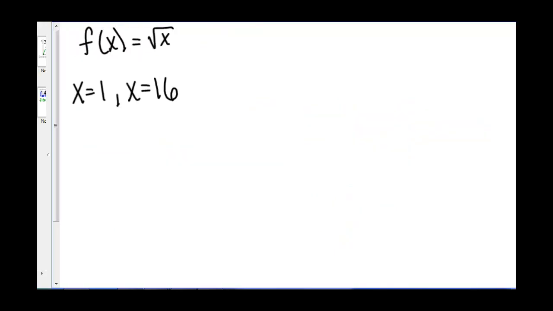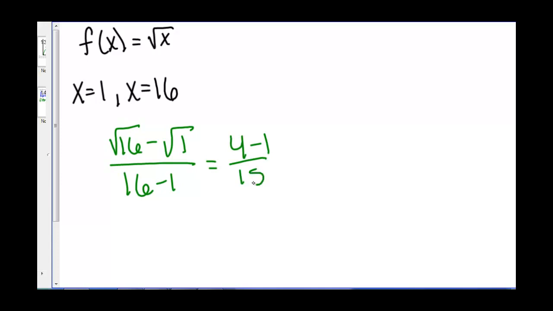Let's have you try one. Go ahead and try f of x equals square root of x from x equals 1 to x equals 16. Pause the video, and when you're ready, come back and check your answer. So we need square root of 16 minus square root of 1 all over 16 minus 1. So we get 4 minus 1 over 15, which is 3 over 15, which simplifies to 1/5, our average rate of change.